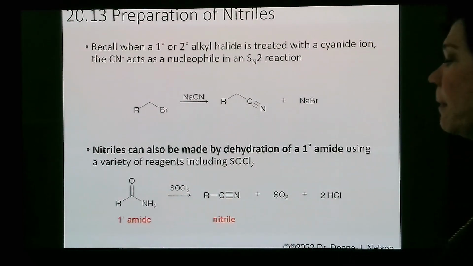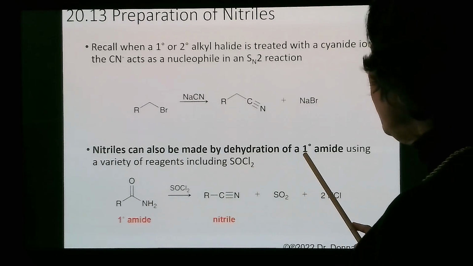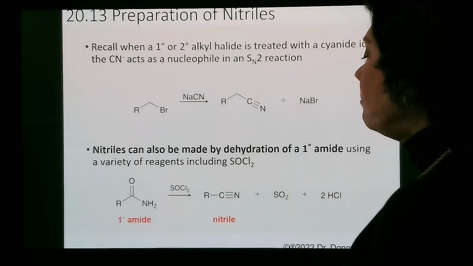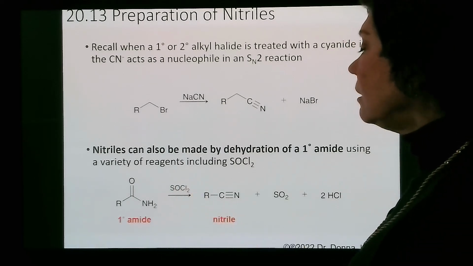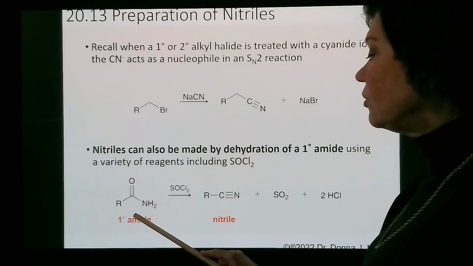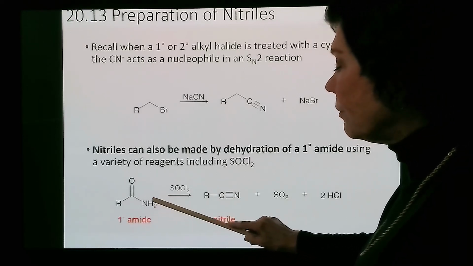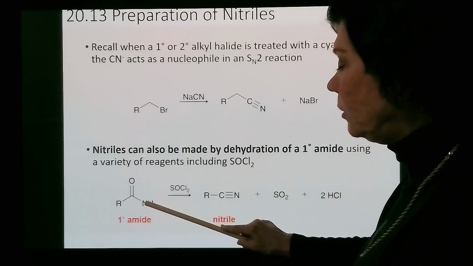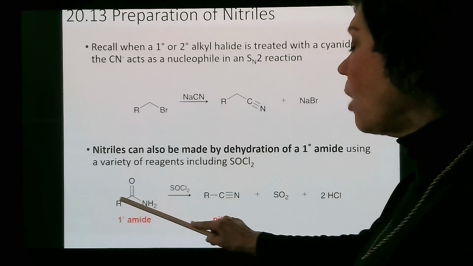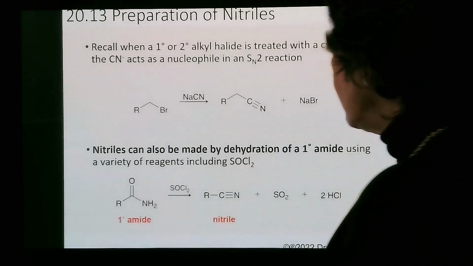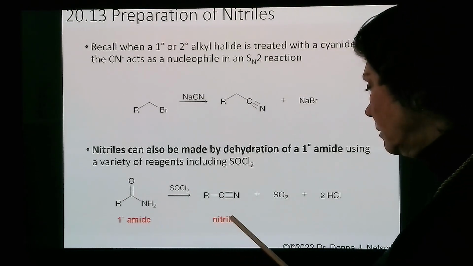Nitriles can also be made by dehydration of a primary amide by using different reagents such as thionyl chloride. So this is converted a primary amide, no other substituents on the amine, and a primary alkyl group, and it's been converted to a nitrile.